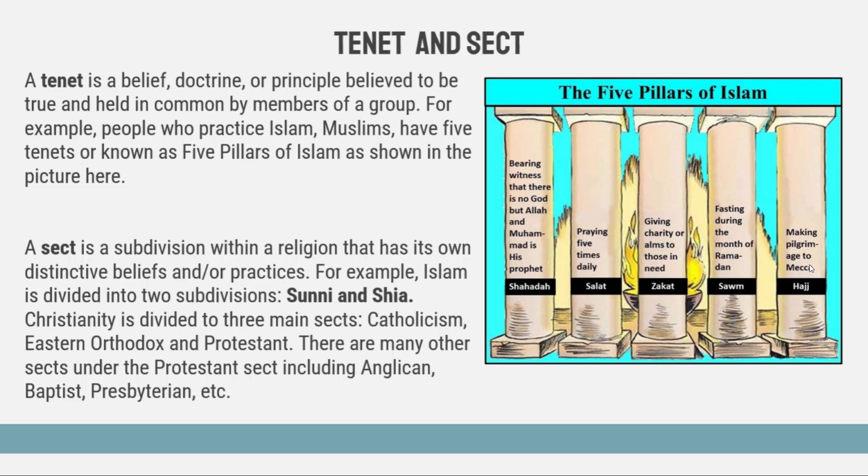Now, also, there's sect, okay? And that's a subdivision within a religion, because they have their own distinct beliefs and practices. Islam is divided into 2 subdivisions or 2 sects. There's Sunni and there's Shia. And the reason for their split we'll get into when we're talking about early empires. Also, Christianity has its own sects: Catholicism, early Orthodox or Eastern Orthodox, and Protestantism. And Protestantism itself is divided into many different subdivisions, which I won't get into, as you can see here. Anglican, Baptist, etc.